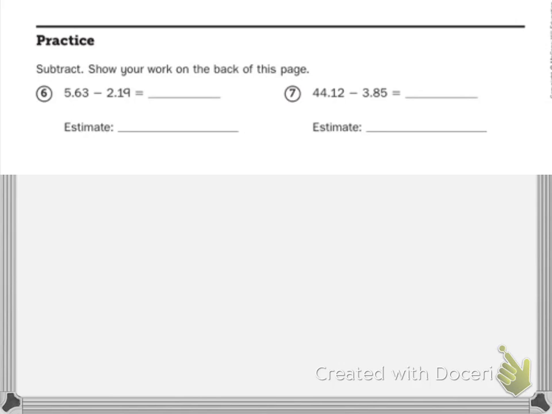So first we need to estimate. So I have 5 and 63 hundredths minus 2 and 19 hundredths. I'm going to round my 5 and 63 hundredths to 6 minus 2, and that's going to give me 4. So 5 decimal point 63.